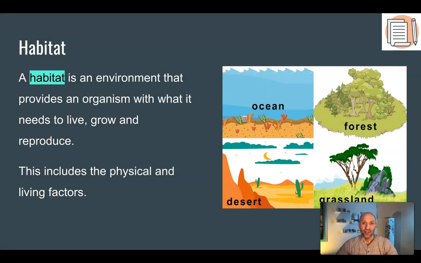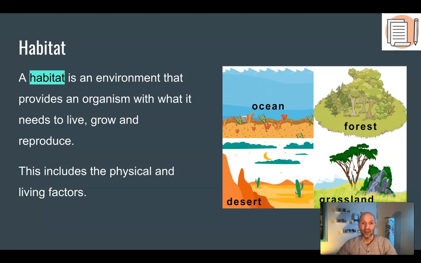So we know that ecology is the study of living things and their environment. A big part of ecology is knowing about habitats. A habitat is an environment that provides an organism with what it needs to live, grow, and reproduce. Another way of saying that is a habitat is the place where an animal or a plant lives and the place that provides everything it needs to live, grow, and reproduce.